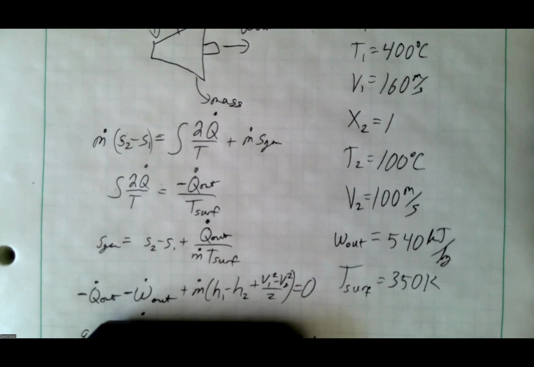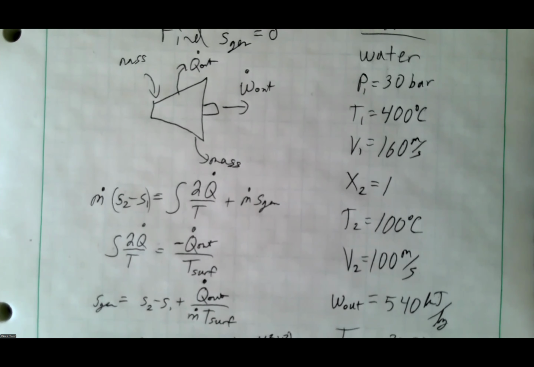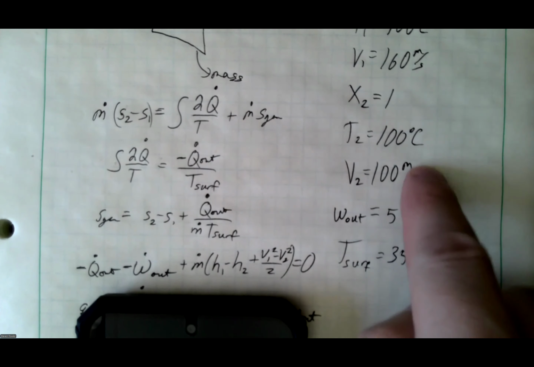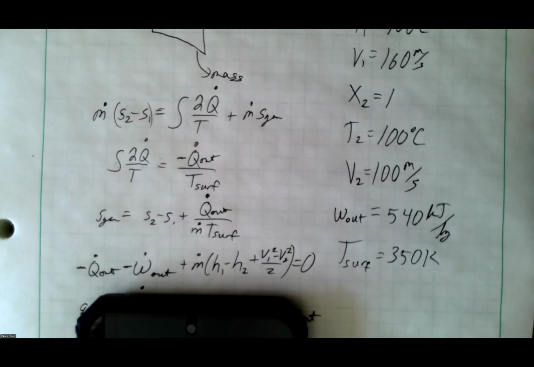What does your first law look like? Draw your system. Got a turbine here. It's got mass coming in, mass going out, heat going out, work going out, or power output. Your first law should look like this. I do have a kinetic energy change because they gave me an inlet and an outlet velocity. So I want to go ahead and include that in addition to the enthalpy change.